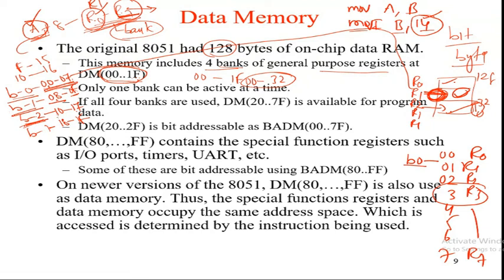Similarly, if you are using bank 1, R0 will start from 08 to 0F. So what is the address of R1 in bank 1? 09. Yes, 09. In bank 2, what is the address of R2?